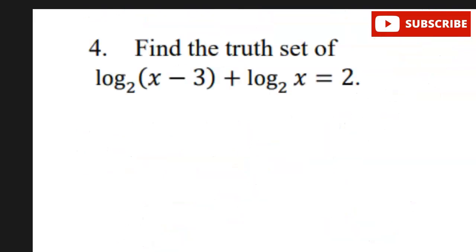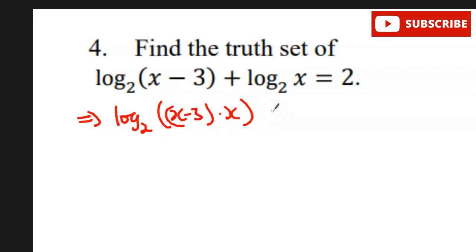Let's look at another example. Find the solution set of this. Here the base is 2. There are two ways. Either you express the left hand side as a single log, and then the right hand side is just a number, then you use the definition. Or you express the right hand side as a single log, and then you take antilog. This implies that on the left hand side, this is plus. So we have log to the base 2 of x minus 3 times x is equal to 2.